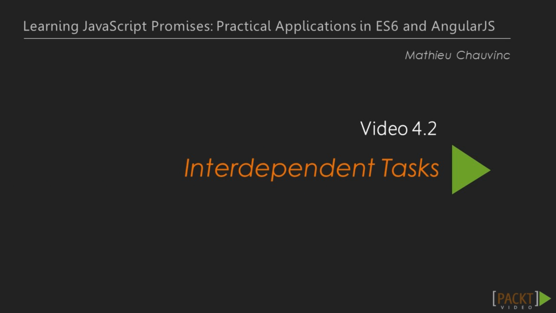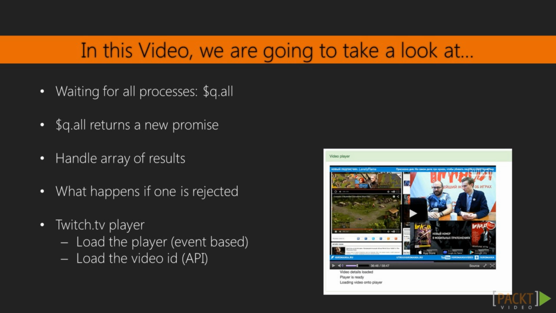Welcome to the next combination of promises, interdependent tasks. In a previous video, we confirmed that we can easily run processes in parallel using promises and handle their outcome completely separately. What if, however, two processes can be run in parallel, but in order to continue with your flow, you need to be sure that both have completed?